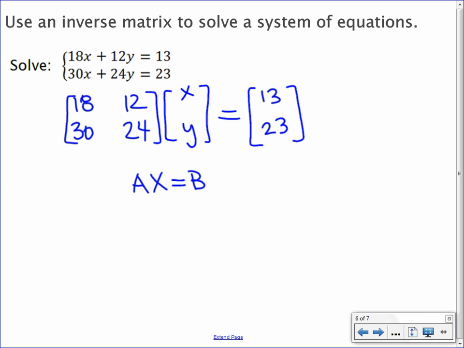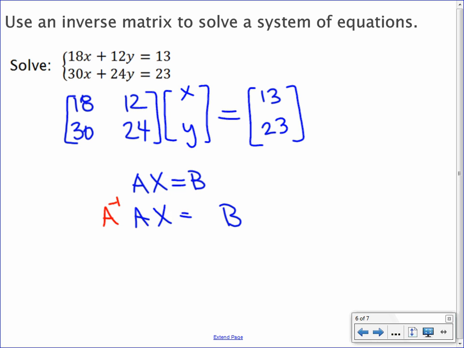Now, if I wanted X by itself, we don't divide by matrices though, right? Let's go back to our real numbers. If I had 2x equals 4, instead of dividing by 2, we could multiply by 1/2. We could multiply by the inverse. So that's what we're going to do here. To get rid of the A matrix and move it to the other side, we need to multiply by the inverse.